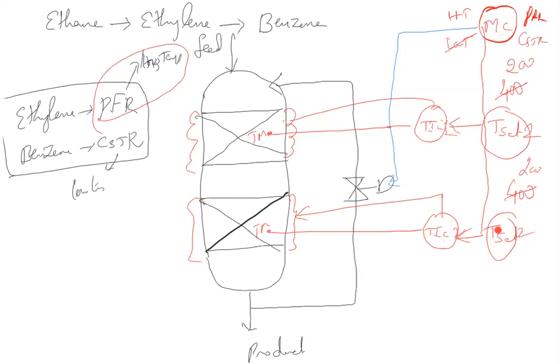Clear? So one more time. If you are pressing ethylene mode, you want to operate this as a PFR with high temperature. So this valve will go to 100% close. Both the set points will be 400. If I want to operate this in benzene mode, this valve will go to 100% open and both the set points will be 200. Just spend some time and understand that one.